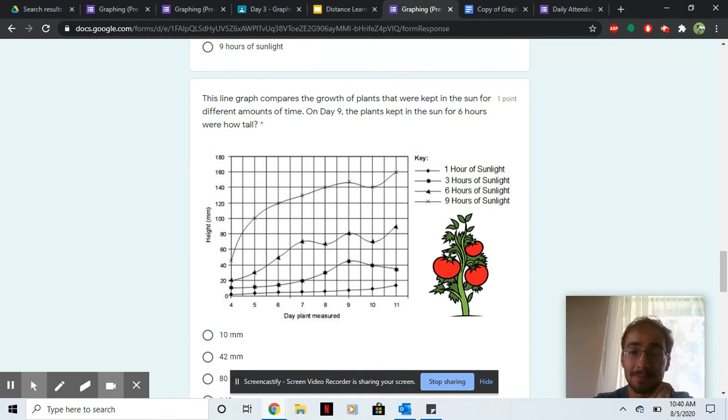On day 9, the plants kept in the sun for 6 hours were how tall? So this will be a little more analysis. So 6 hours of sun. So you go to the key. It looks like the triangle had 6 hours of sunlight. So then I'll go to day 9 and look for that triangle. Here we go. So here's a triangle on day 9. It looks like it was 80 millimeters.